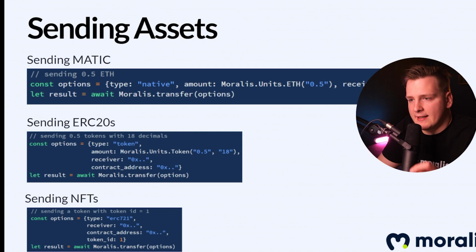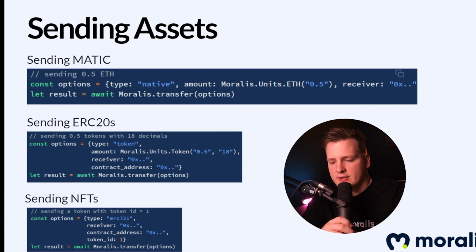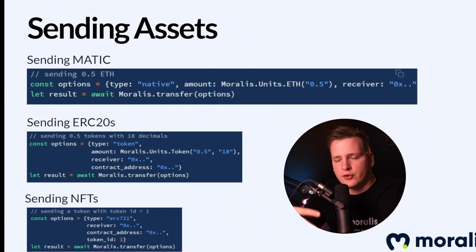Now, let's go to the second part, and that is to send assets. You know that we've been discussing how to read data from the blockchain, how to get real-time alerts from the blockchain, how to know when something happens on chain, how to set up everything with just a few lines of code. And now let's talk about how to send assets.